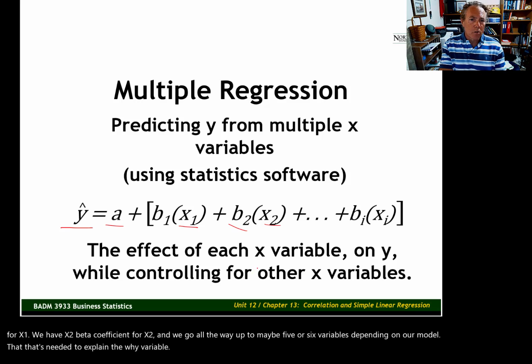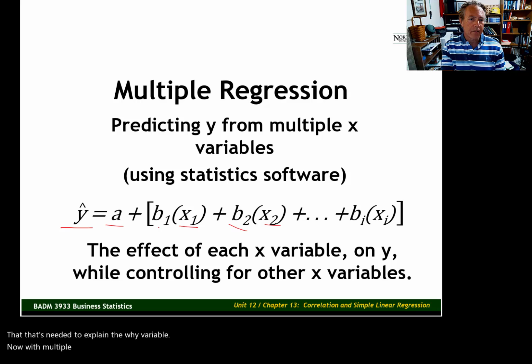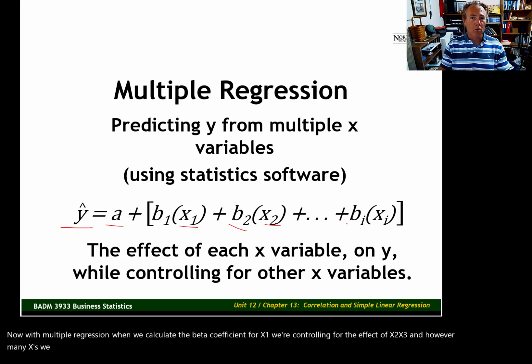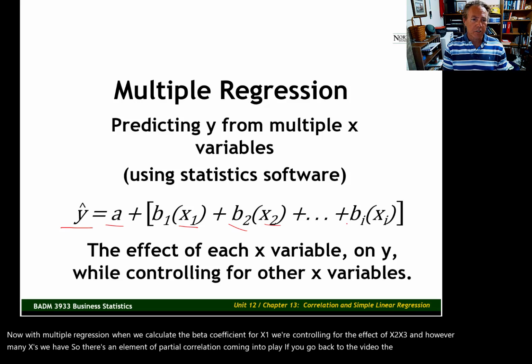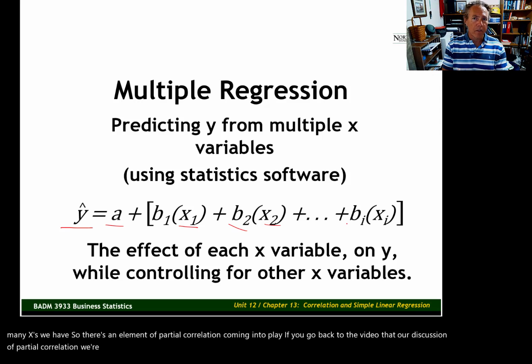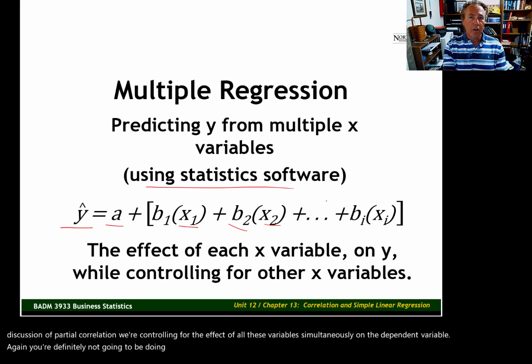Now, with multiple regression, when we calculate the beta coefficient for x1, we're controlling for the effect of x2, x3, and however many x's we have. So there's an element of partial correlation coming into play. If you go back to our discussion of partial correlation in the video, we're controlling for the effect of all these variables simultaneously on the dependent variable. Again, you're definitely not going to be doing this by hand. You're going to be using statistics software to build these multiple regression models.